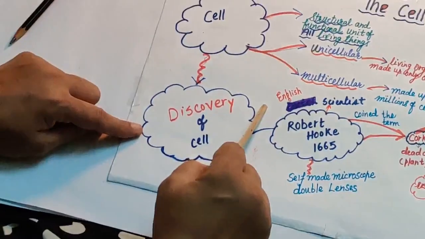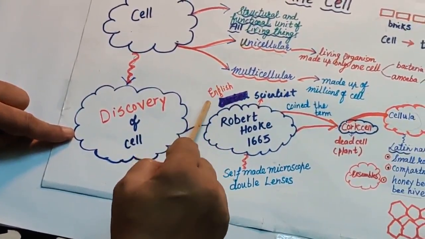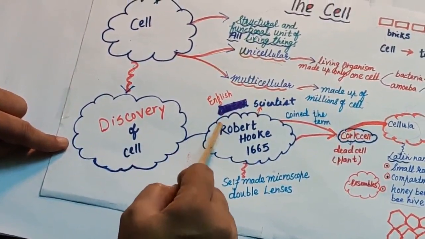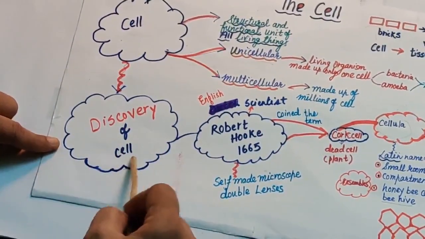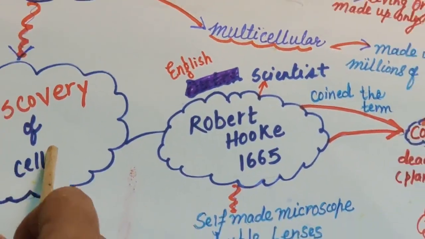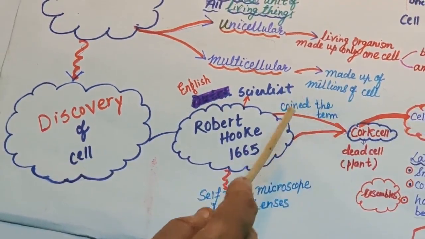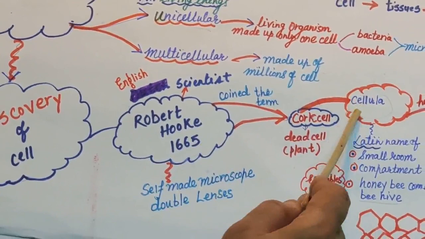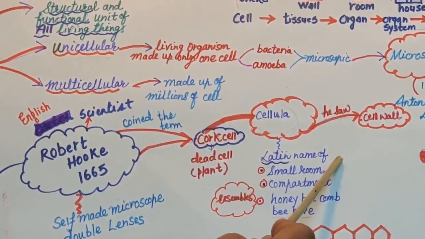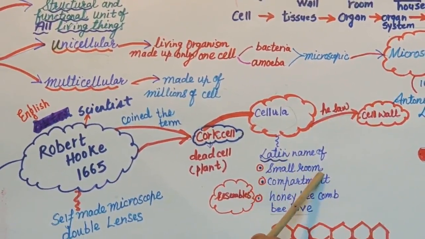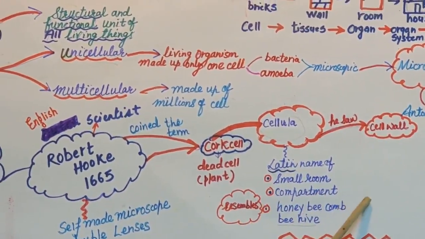Now, who discovered the cell, which is very important. There was an English scientist, his name was Robert Hooke. He coined the term cell. He called this cell cellula. What is cellula? Cellula is a Latin name given to a small room or a compartment.